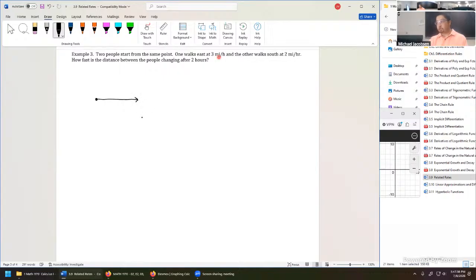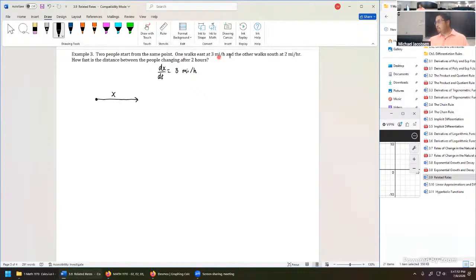So here's the eastward person. I'll call this distance x. And we have a derivative for that, dx/dt, equals 3 miles per hour.